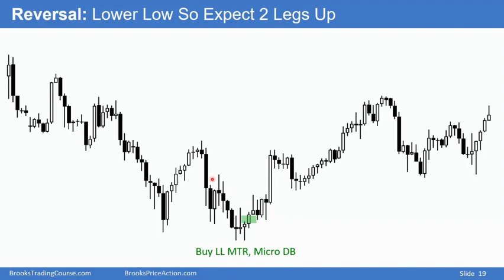Lower low, major trend reversal, bear trend, pretty good reversal up. And then we have a couple legs down to a lower low. We have a micro double bottom and a bull bar. It's a reasonable buy, looking for 2 legs up, 1 pullback, 2. That's the minimum objective.